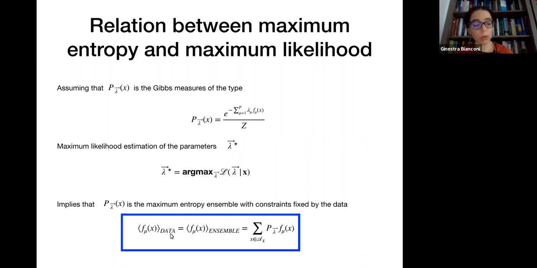So, if you want to have a model for a given observable, for instance, a temperature, you want to take as constraint the average temperature you see in the data. Or in a network, if you want to have an ensemble of networks with a given number of links, then if you have a given network, the most plausible ensemble that characterizes your data is an ensemble of networks in which the number of links is exactly equal to the one that you observe in the data.